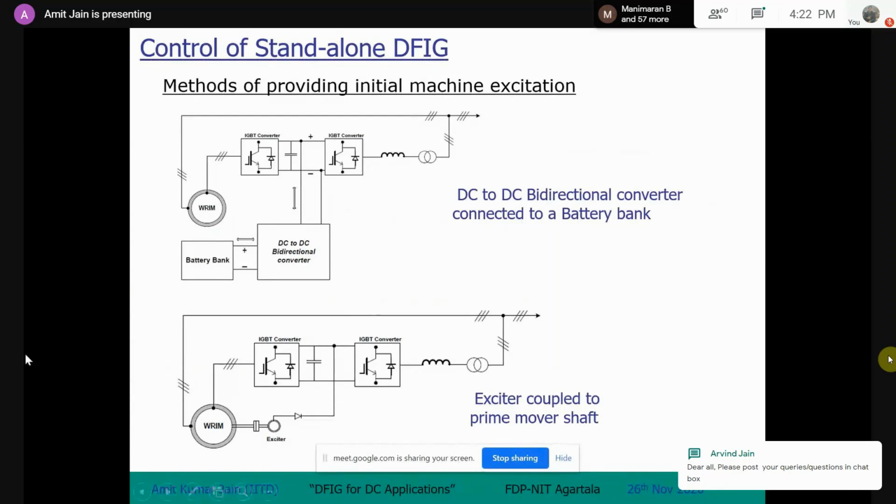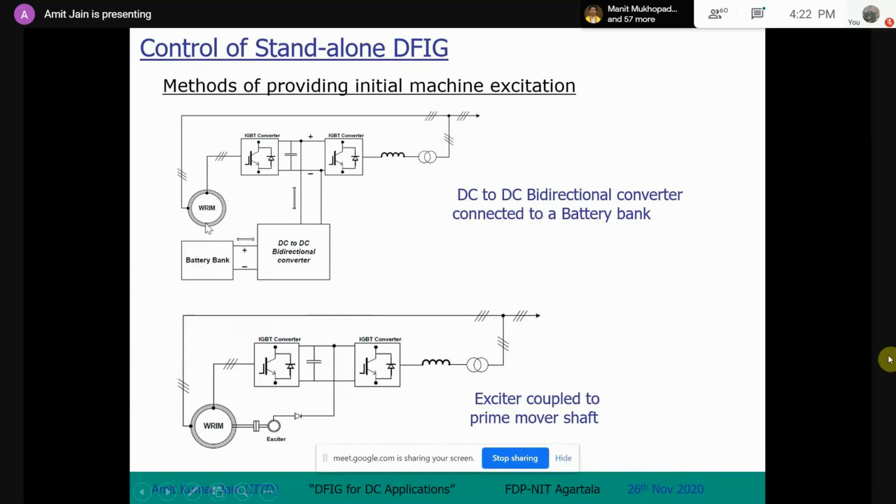In a standalone case, there is no source for providing reactive power to the machine; you have to give reactive power for generating the flux. If it's a standalone case, there is no grid to support. So you can use a battery bank in this DC link to do that. But a novel feature comes in here.